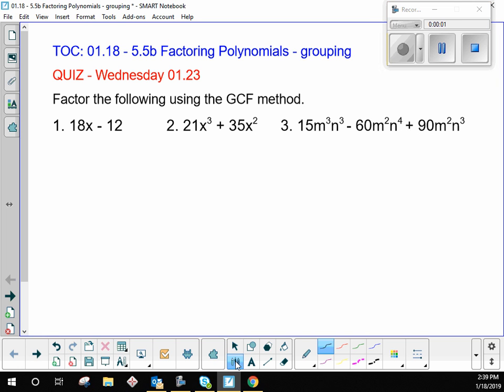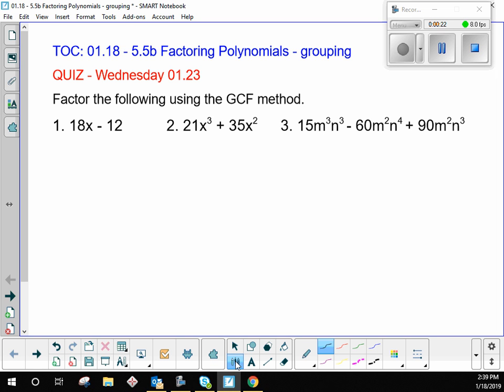This is still practicing our GCF. So it says factor the following using the GCF method. I want to break the instructions down a little bit. Please notice it's not asking you to just find the greatest common factor. Okay? It's saying to factor using the greatest common factor.